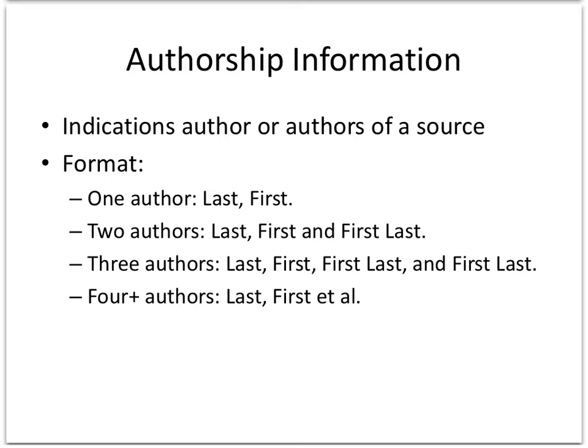Authorship information indicates who wrote the source, who is the author. In a lot of academic writing, we'll find that sources don't have just one author. Many sources that we use will have been written by multiple authors. So in some cases we may have one author. So in the case of one author sources, in the bibliographic citation we're going to indicate that in this way. Now you notice one thing here.